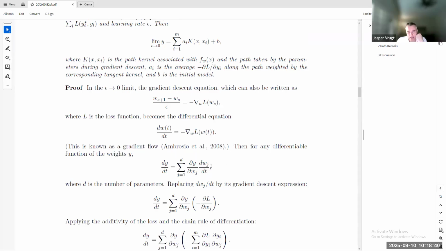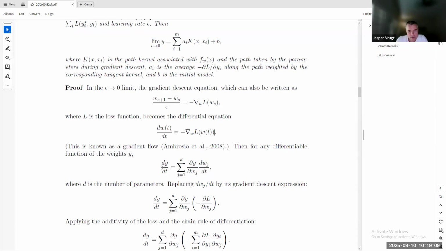Now we're going to apply mathematics for any differentiable function. So this is important. The function itself, the loss function, needs to have certain properties. Continuity, so that you can take derivatives at every single place in the space, the loss function space.